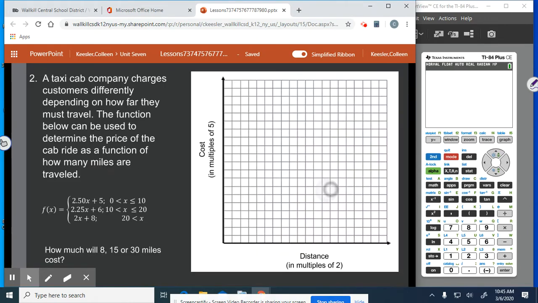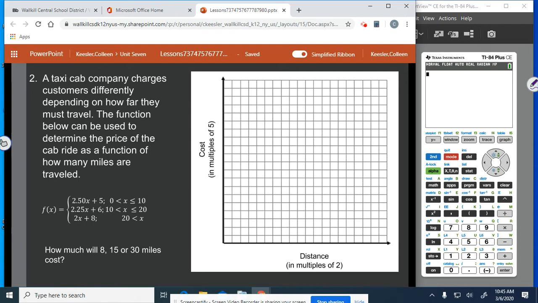All right. So now our second example is a taxi cab company charges customers differently depending on how far they must travel. The function below can be used to determine the price of the cab ride as a function of how many miles are traveled. So here we want to again have three different equations that we're going to have to graph.